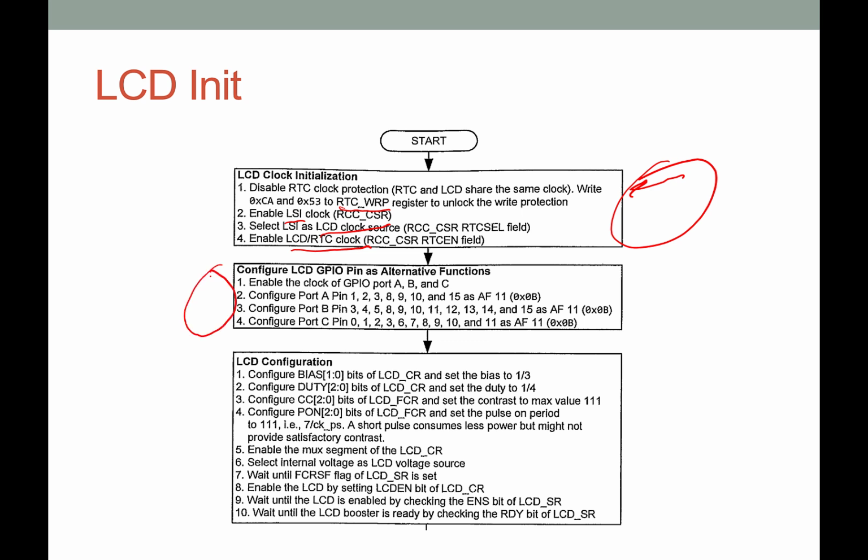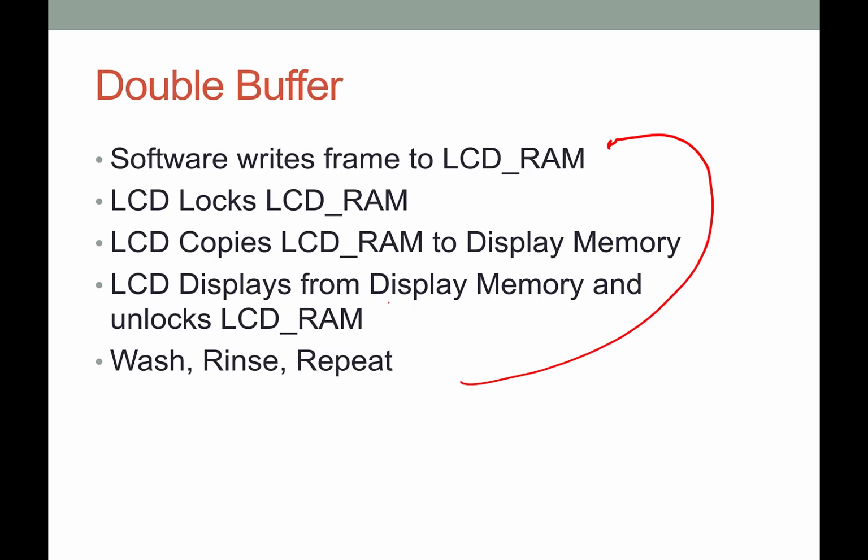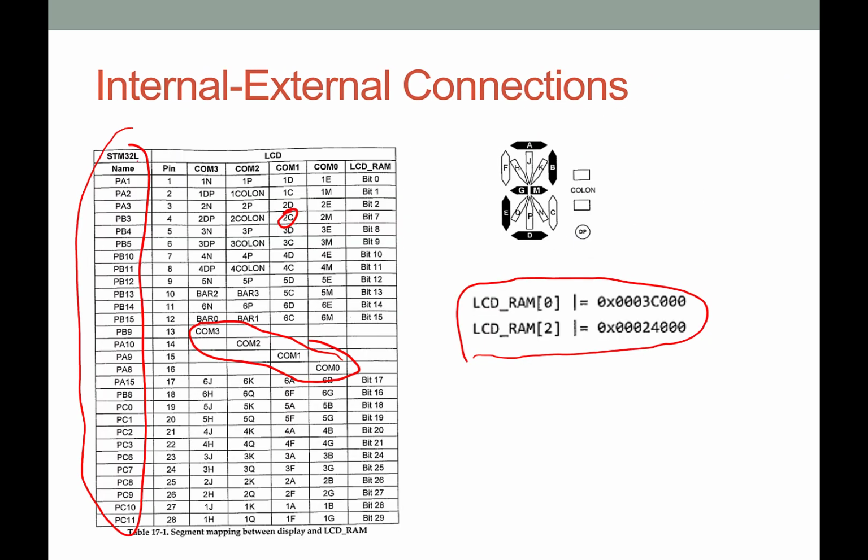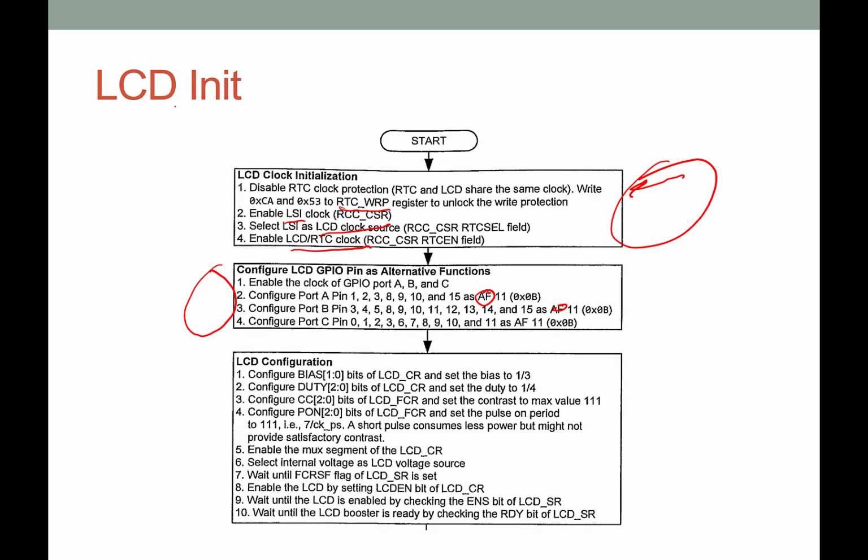Then we have to enable the ports on the microcontroller. Each one of those ports is set as alternate function, which is AF. We talked about that. So you can see all of these ports A, B, and C, which remember, here are these ports, all of them have to be set as alternate function. You can see alternate functions on the GPIO ports are 1, 1 for that setup.